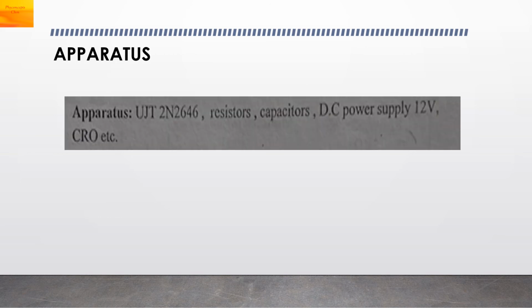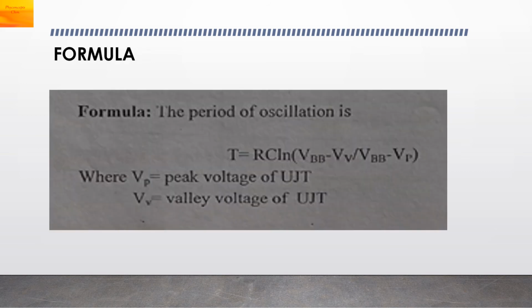Second experiment: the aim is to study the working of UJT as a relaxation oscillator. Apparatus: we use a UJT, resistors, capacitors, DC power supply and CRO. Formula: the period of oscillation, capital T, is equal to RC into ln of (VBB minus VB) upon (VBB minus VP). VP is the peak point voltage and VB is the valley point voltage.